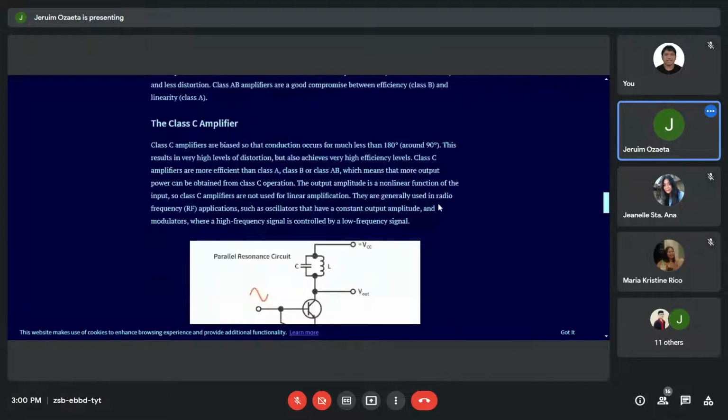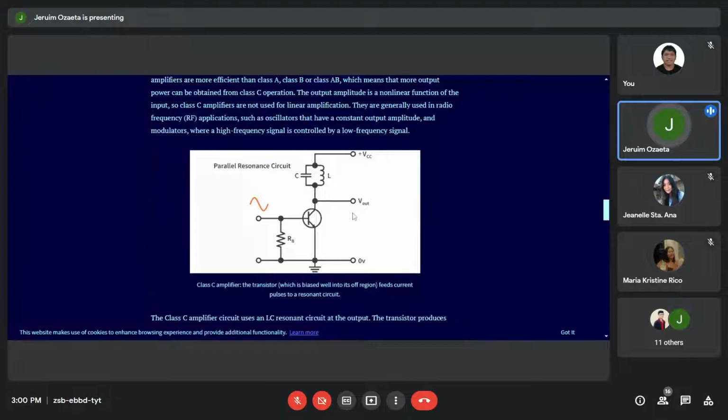Now here, in the class C, the output is taken at the collector. By the way, this is an LC circuit, a capacitor-inductor circuit. Probably this is a resonance filter, so that only the resonant frequency will be allowed to pass, and the output voltage will be determined by the condition of conduction of the transistor.